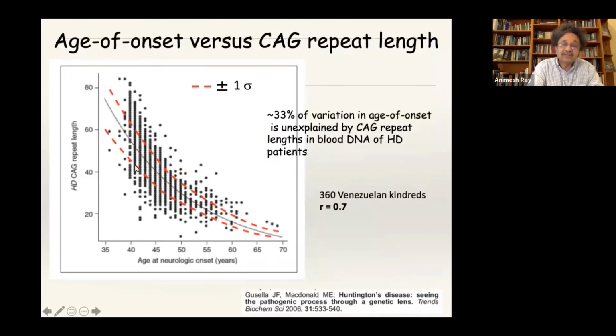So you see that there is a large scatter, and regression analysis shows that about 33% of the variations in age of onset, you cannot explain it on the basis of the CAG repeat lengths alone. Noting, however, that the CAG repeat length is in the blood cells, not in the brain cells. So we really don't know what the CAG repeat length heterogeneity or homogeneity is in the brain cells, and especially the brain cells that degenerate. But suffice it to say that there's a large variation which cannot be explained by just the repeat alone.